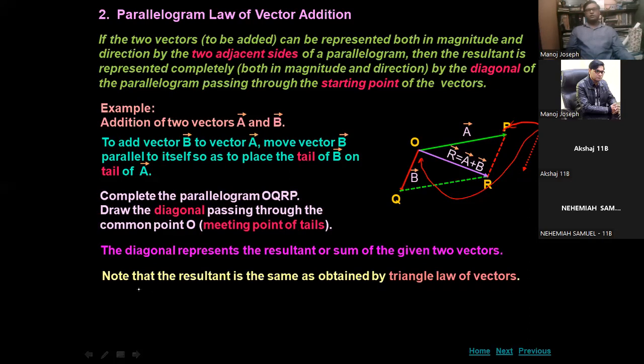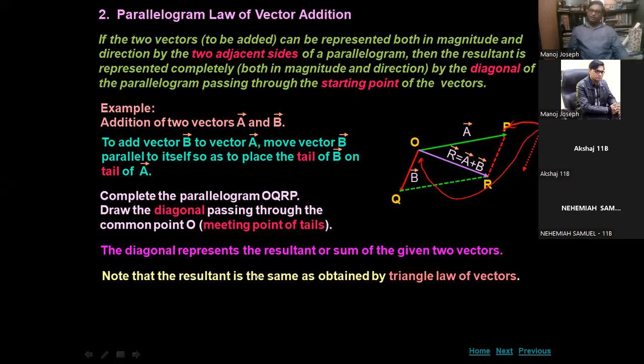So note the resultant is the same as obtained by the triangle law of vector addition. So what is the main difference between the triangle law and the parallelogram law? When the vectors are given in head to tail relation, we will use the triangle law to add them. And when the vectors are co-initial, having a common initial point, then we use the parallelogram law to add these two vectors.